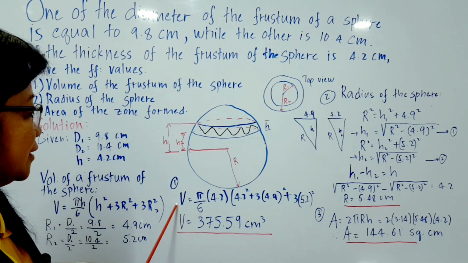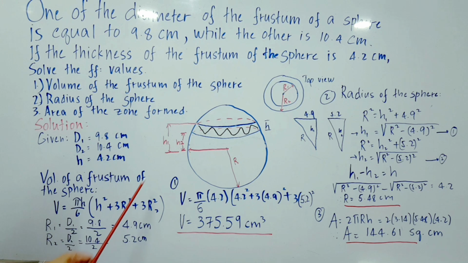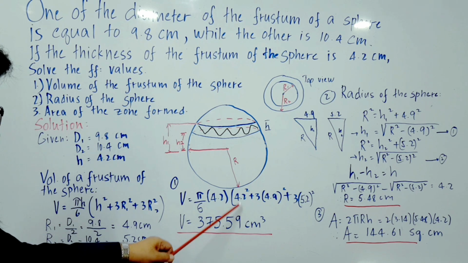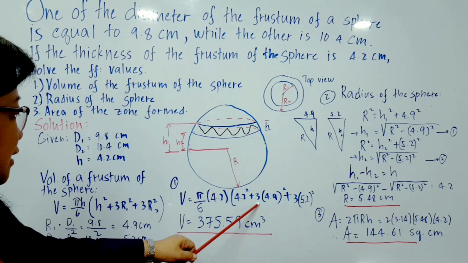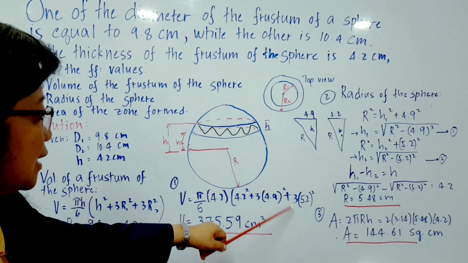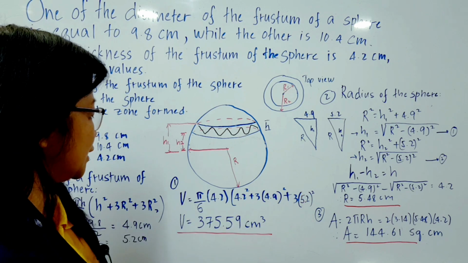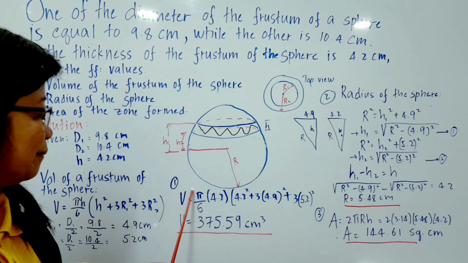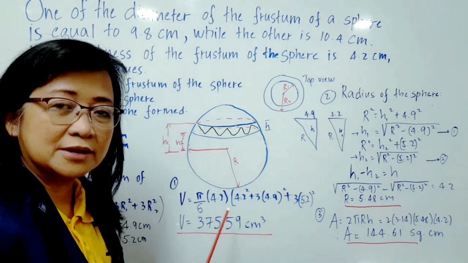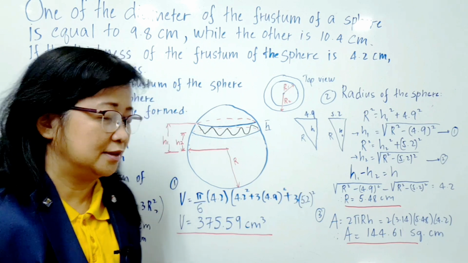Now, volume therefore is equal to pi divided by 6 times the thickness, the height, which is 4.2, multiplied by h squared plus 3 times 4.9, the r1, squared, plus 3 times the radius of the bigger one, which is 5.2 squared. Simplifying all this, of course, pi, if in radians, the value is 3.14 always. But pi in angle is equal to 180 degrees.